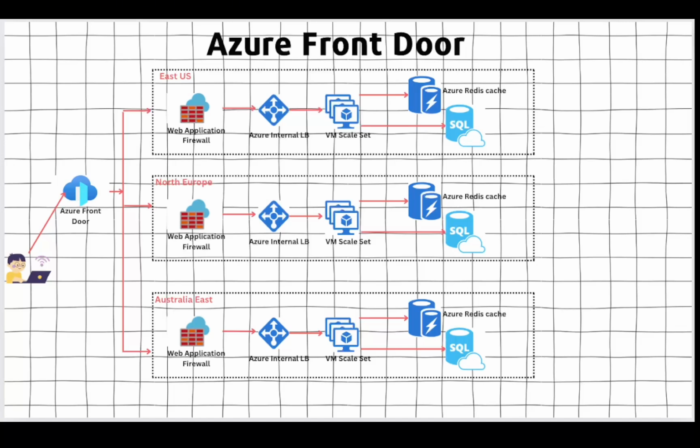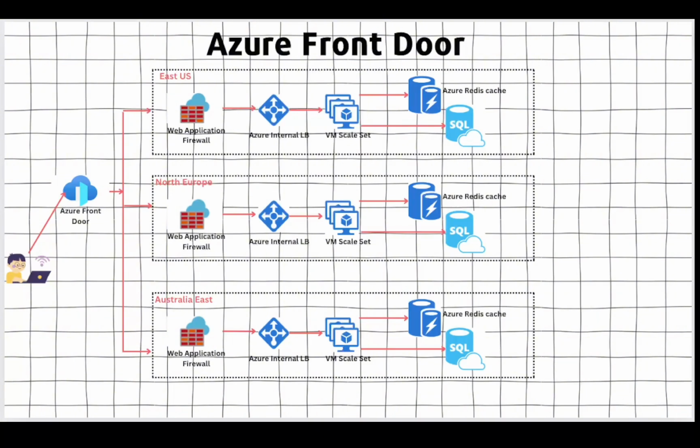You can see in this example, the traffic is diverted to different regions like East US, North Europe, or Australia East based on the user's location. If the user may be located in East US, traffic will be diverted to East US. If the user is in North Europe, the traffic will go to North Europe, and similarly to East Australia in case he is located in East Australia.